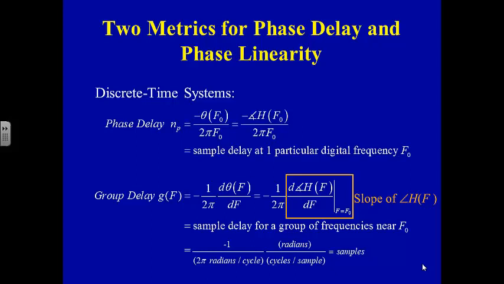We take the angle of H of f at some particular frequency, take the minus of it, and divide it by 2 pi times the frequency to get a phase delay. Or we take the slope of the phase versus frequency curve at a particular frequency divided by 2 pi and get what we call group delay, which is related to the slope. Now in most filters, most systems, these will give you two different answers.